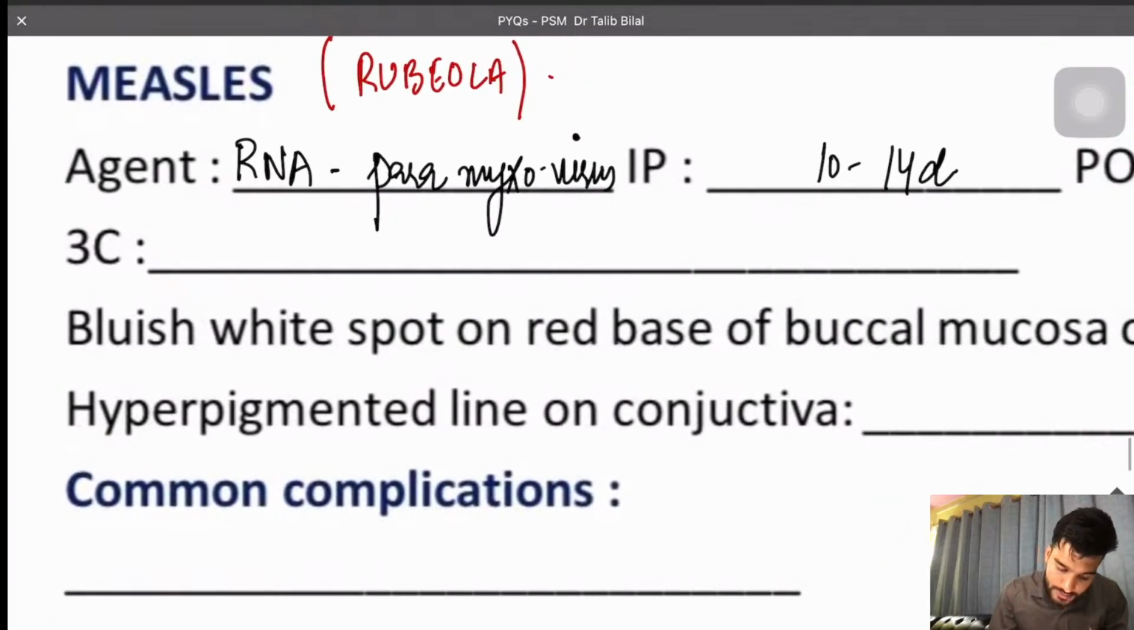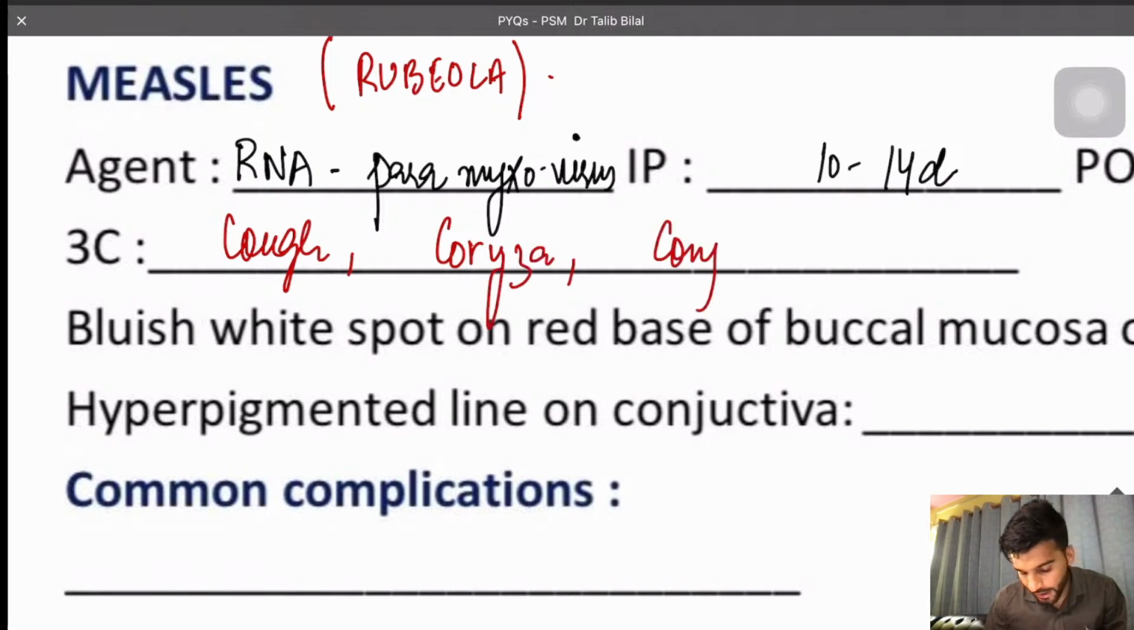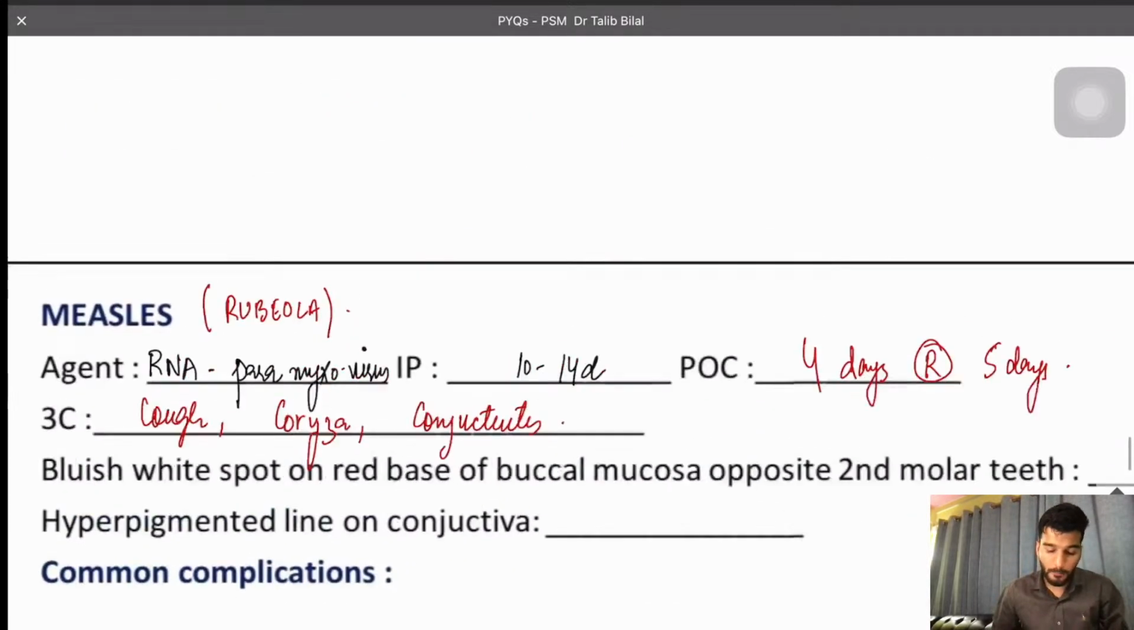So 3 C's of measles we have, guys. We have cough, coryza and conjunctivitis as the 3 C's of measles.